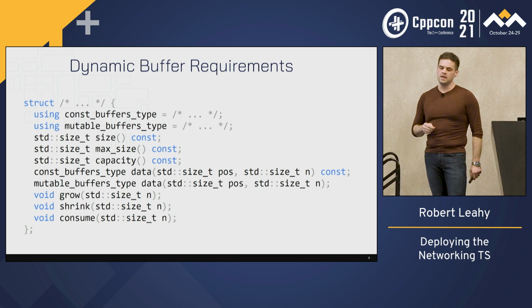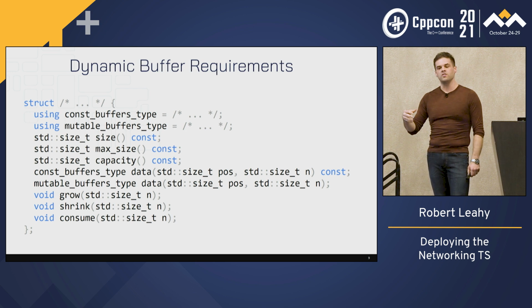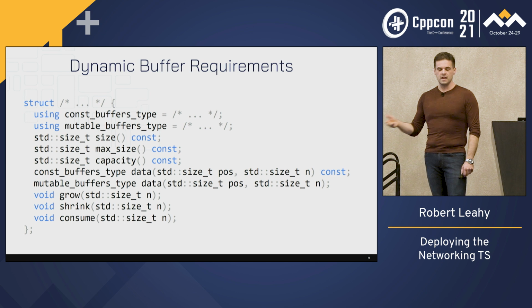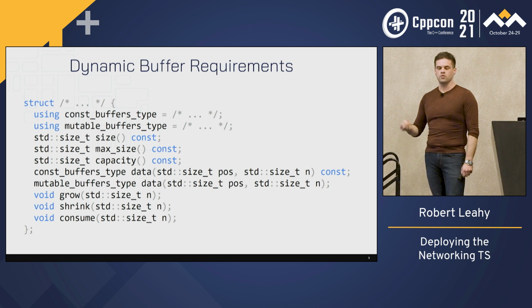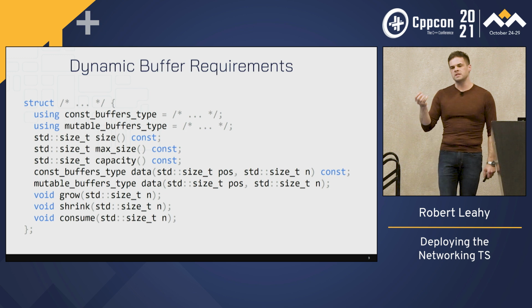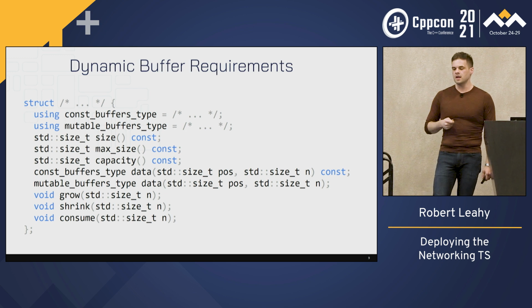And so it has embedded type aliases, const buffers type and mutable buffers type, giving the const and mutable buffer sequences it will use as its vocabulary. Then it has 3 getters, which should be familiar to anyone who's ever used a standard container: size, max size, and capacity. Then we have two observers, const and mutable overload, which allow us to actually get views of the backing storage, views of those bytes the dynamic buffer handle is managing.